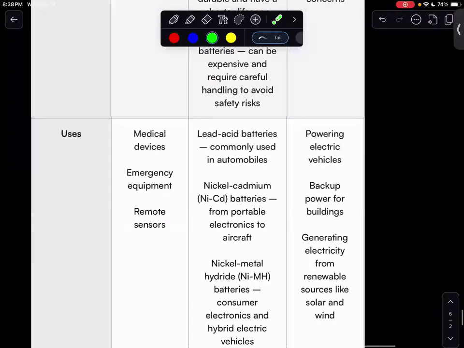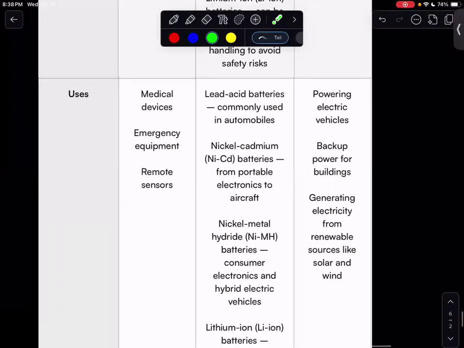Now, where do we actually use these overall? Primary batteries, where you want that reliability and long shelf life, where you can just pull it off the shelf, are often used in medical devices, emergency equipment, and remote sensors. So those will just work when you want them to work, and you probably won't be replacing them often because they're not getting frequent use. They're being used as needed.